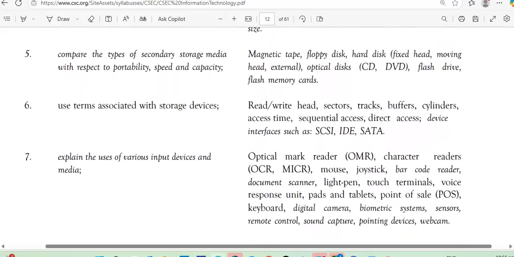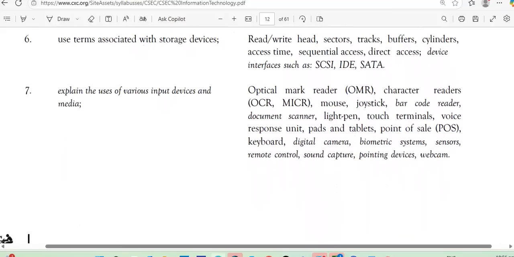Next, explain the uses of various input devices and media. The optical mark reader, which is an input device, is used to read marks made on paper forms such as multiple choice answer sheets or surveys. It is commonly used in educational institutions, market research, and data collection.